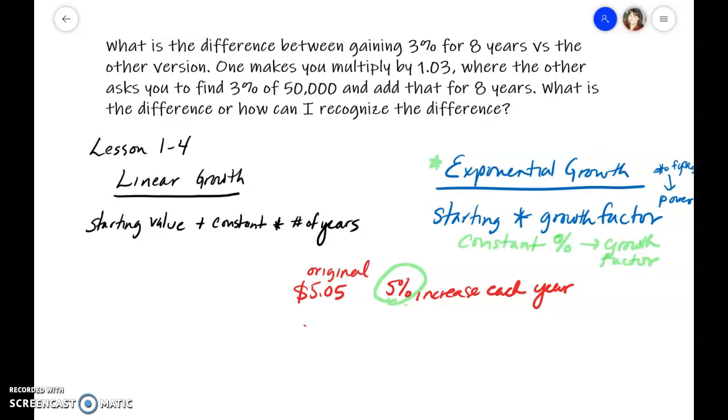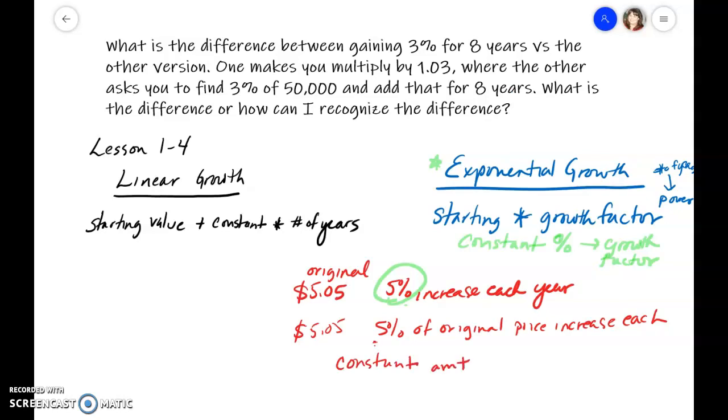Now, if it said, here's my original price, and there's a 5% of the original price increase each year, then 5% of the original, I can calculate that, and that will be a constant amount. So it's not a percentage, even though they try to trick you and say, well, that's a percentage, it's going to be exponential. It's 5% of the original price. That's a constant amount. That's the same amount.